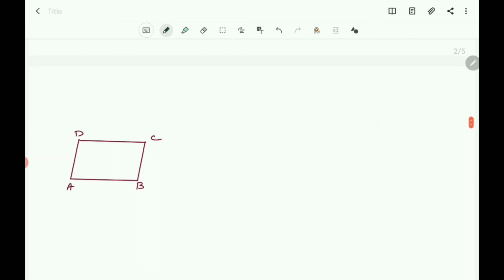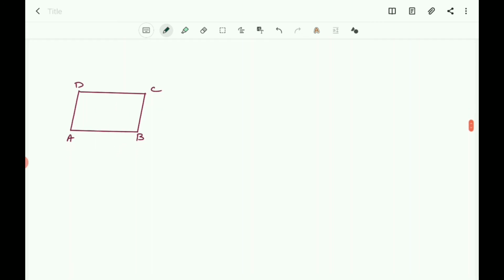Next, the 5th one. Here diagonal AC is shown. Take the diagonal.